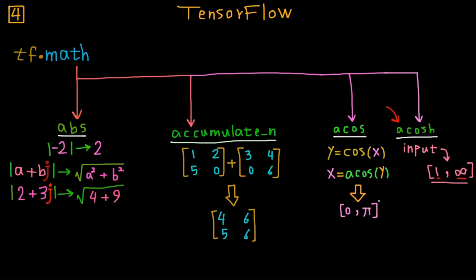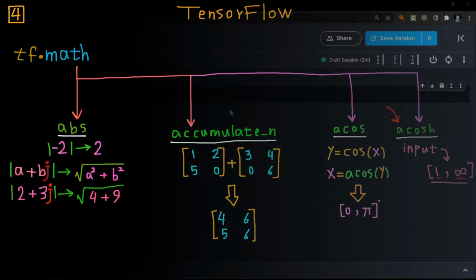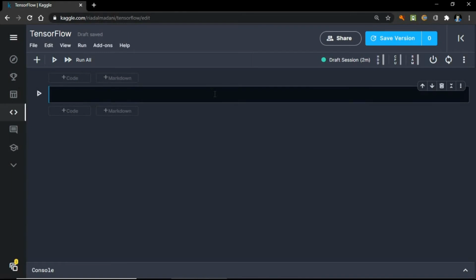The last thing you should know is that there are just two arguments in this function. The first one, x argument, which is a tensor. This tensor must be one of the following types: bfloat16, half, float 32, float 64, complex 64, complex 128. The second argument, name, is an optional argument. First, let's import tensorflow.